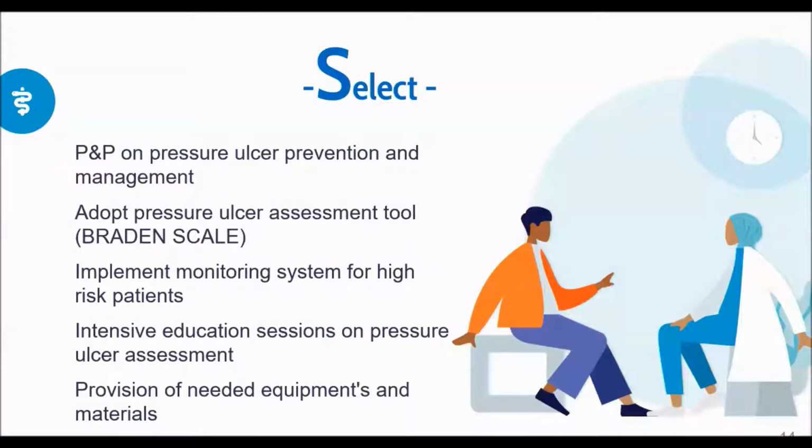Now we'll select the policy and procedure on pressure ulcer prevention and management. Adopt pressure ulcer assessment using the Braden scale. Implement a monitoring system for high-risk patients. Intensive education sessions on pressure ulcer assessment. We'll teach the staff more about that. Provision of needed equipment and materials.